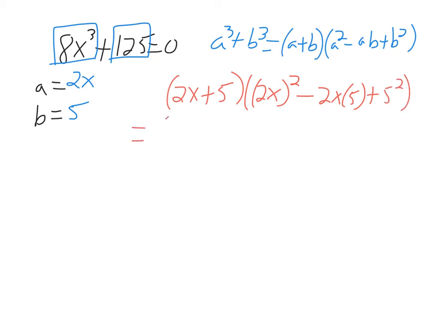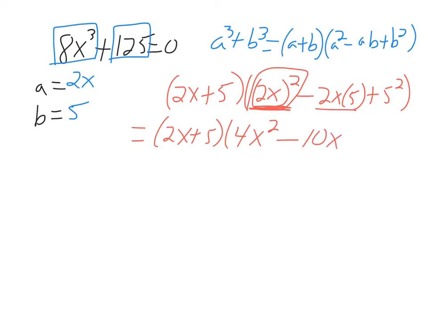Alright, so clean it up a little bit: 2x plus 5, and 2x squared, so right here, 2x squared is going to be 4x squared, minus 2x times 5, or excuse me, 2x times 5 is 10x, and 5 squared is 25. So there I have my equations, so we're going to set each one of those and solve for them.